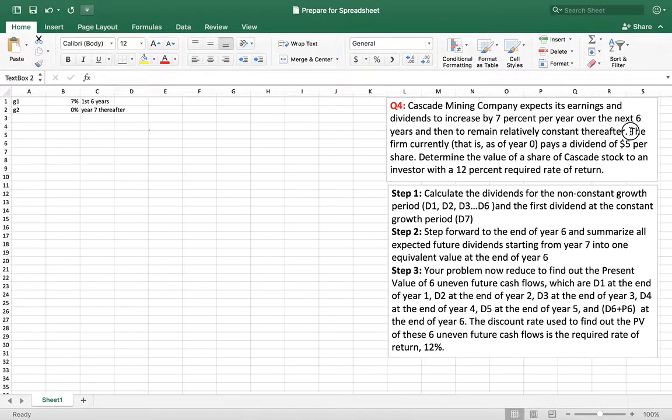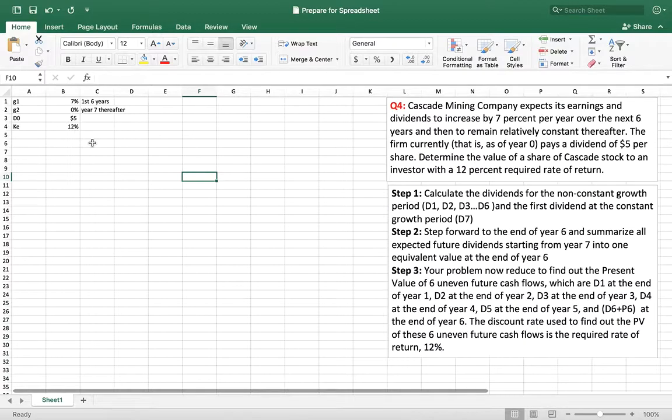The firm currently, that is, as of year 0, pays a dividend of $5 per share. I write down this information as D0, $5 per share. Determine the value of a share of Cascade stock to an investor with a 12% required rate of return. I write down this information as KE, 12%.